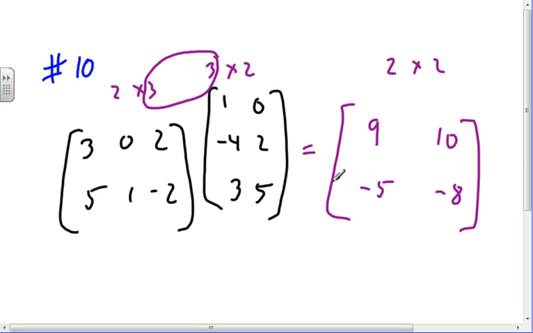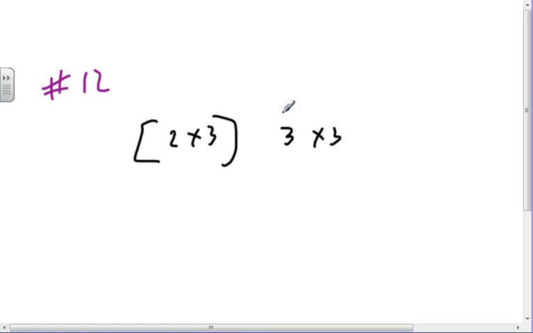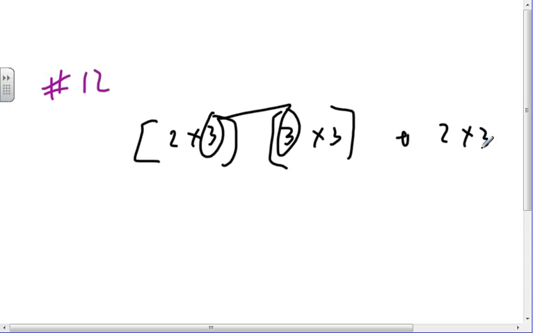Well, that is good. Okay, number 12. So we have a 2 by 3, and we have a 3 by 3. So this multiplication can be done. And when we get done, we're going to have a 2 by 3. I like to check the order first to make sure we don't have one we can't do. So far, that hasn't happened.